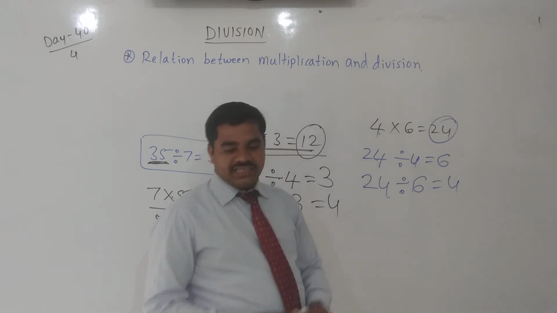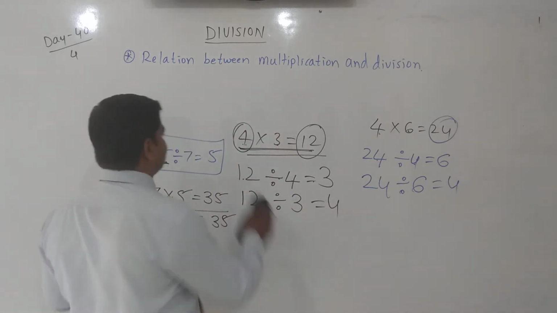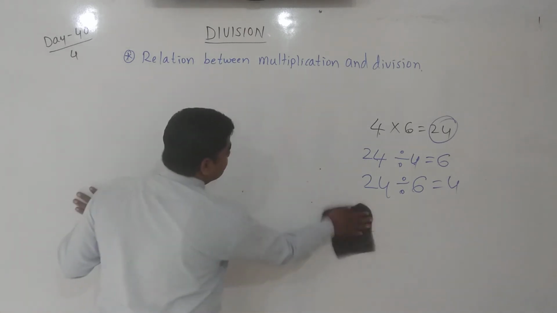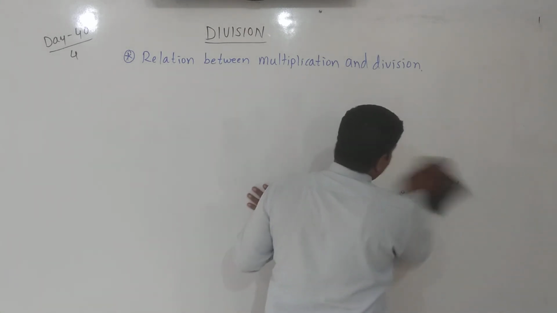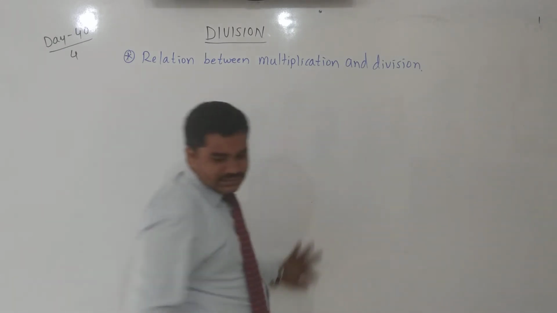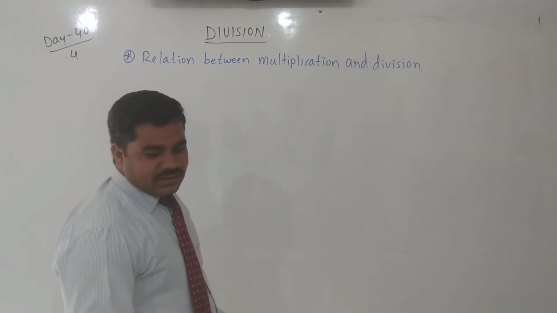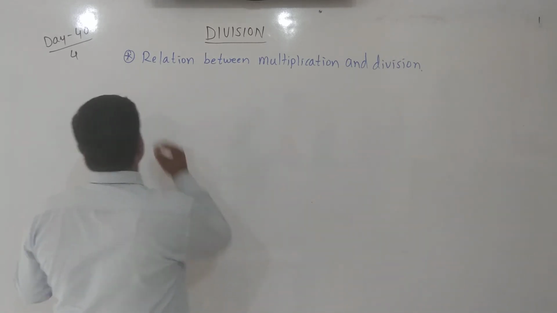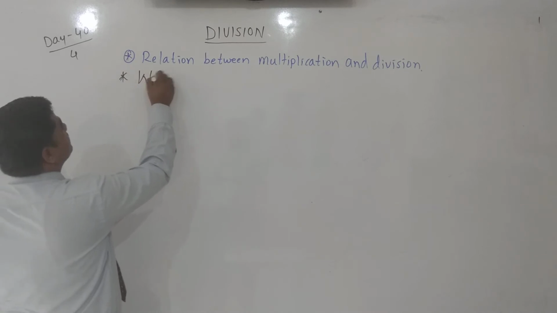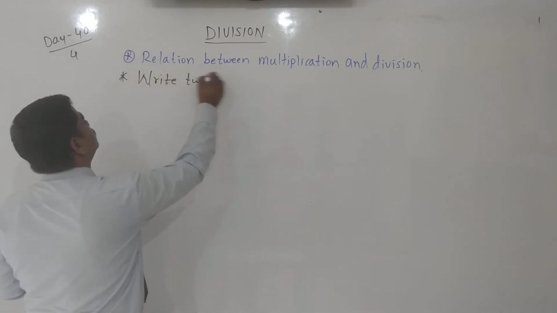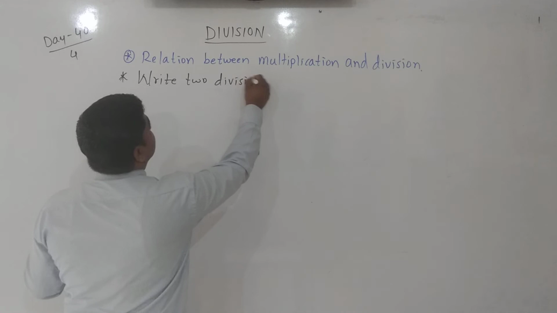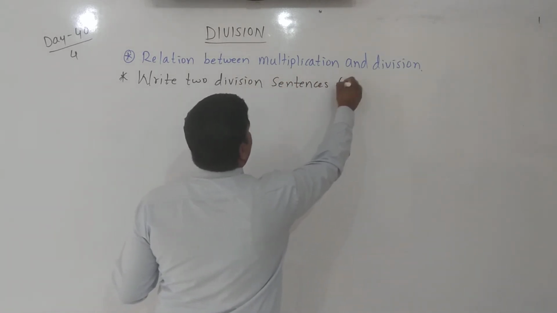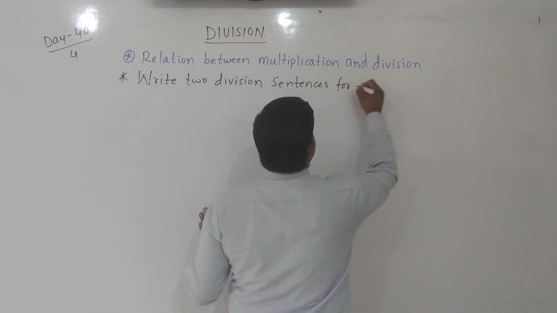Like this, some examples are given in your textbook. 6 examples are there, changing a multiplication sentence into a division sentence. You will see those all. Page number 135. Write 2 division sentences for each multiplication sentence. The question is: write 2 division sentences for each multiplication sentence.